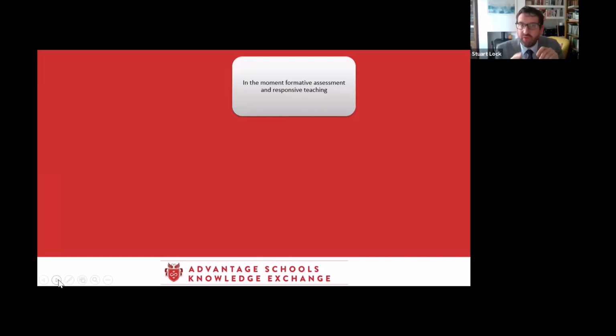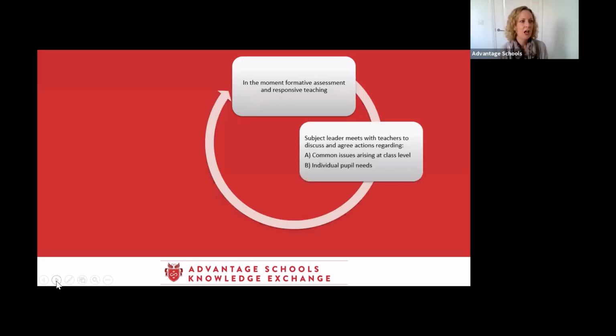And we're going to model the conversations in a minute, Sally, right? Yeah, this is the cycle, and then you'll see an example conversation. So the way the cycle works is you've got the classroom teacher doing formative assessment and responding to what they learn about pupils' gaps or misconceptions as they teach.